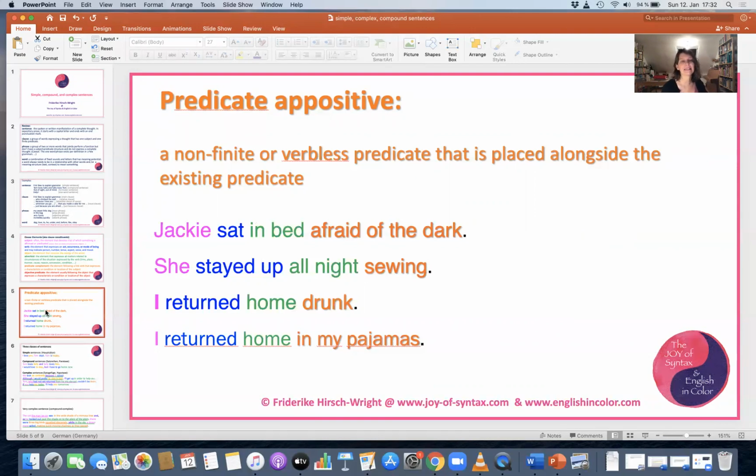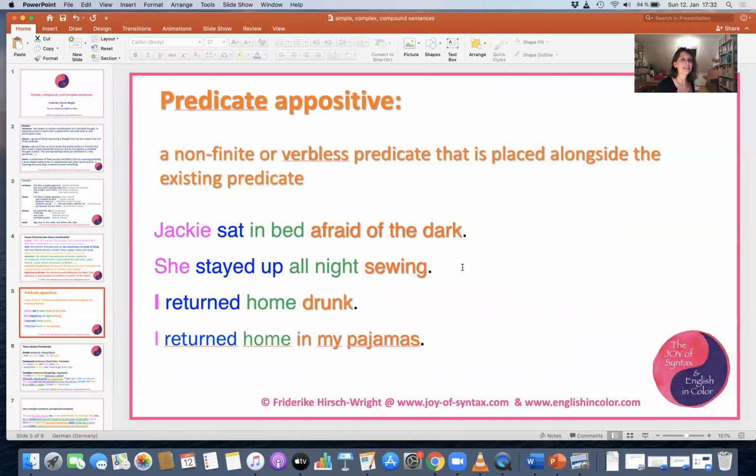So, example sentences. Jackie sat in bed, afraid of the dark. She stayed up all night sewing. I returned home drunk, and I returned home in my pajamas. You see, this construction gives us the opportunity of basically having a 2-for-1 deal. We have one sentence, one subject and one finite predicate, but then we have a second predicate instead of having two separate sentences.